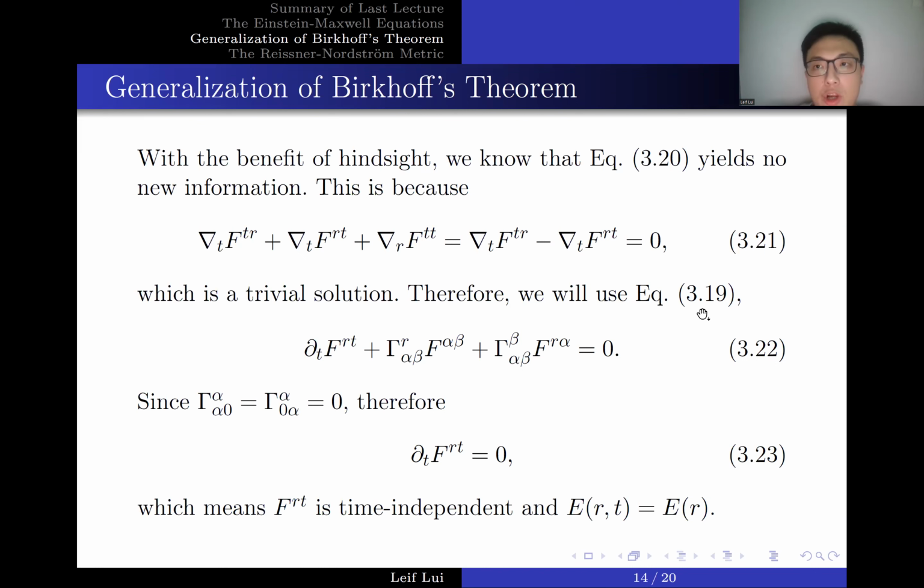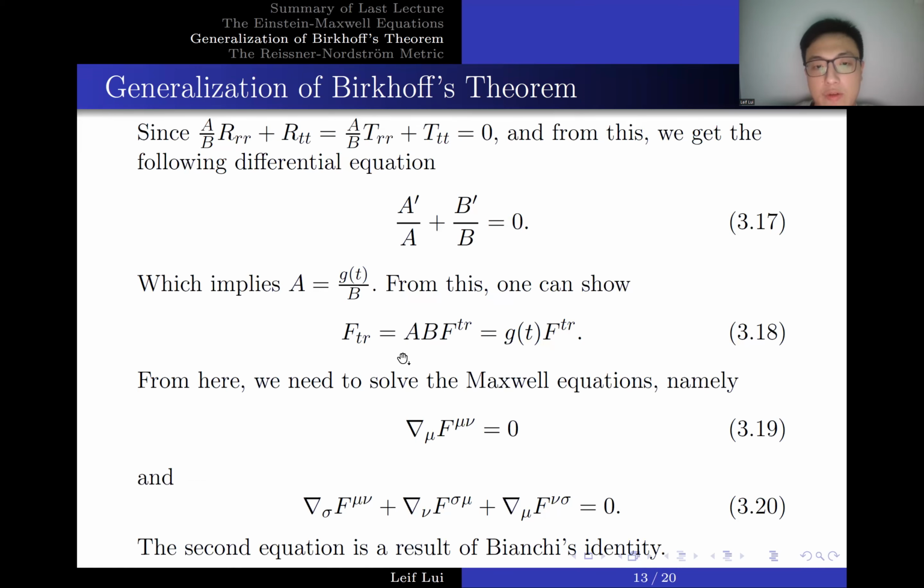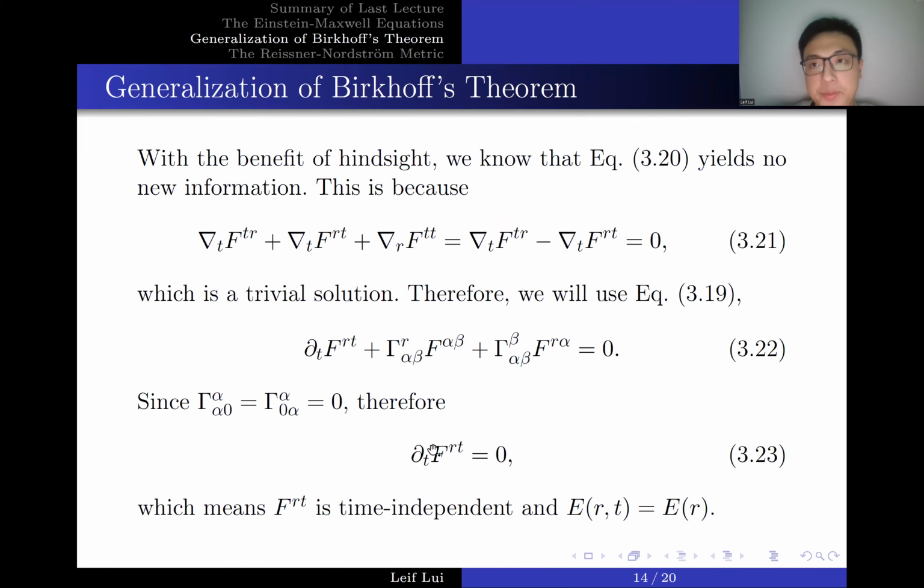Therefore, we will use equation 3.19. We just take the covariant derivative of the Faraday tensor. And since all these components are 0, we get that the partial derivative with respect to t of the Faraday tensor is also equal to 0. Since this is the electric field component, and the partial derivative of a supposedly time-dependent and radial-dependent electric field is 0, this implies that the electric field has no time dependence.